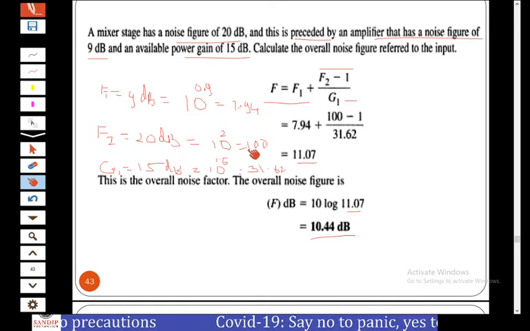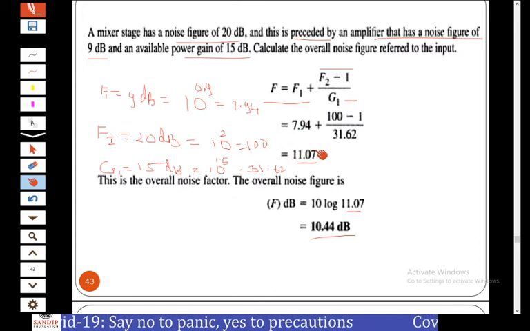Similarly, for 20 dB we get 100. Similarly, for 15 dB we get 31.62. By putting these values, we get the overall noise factor of the system as 11.07.